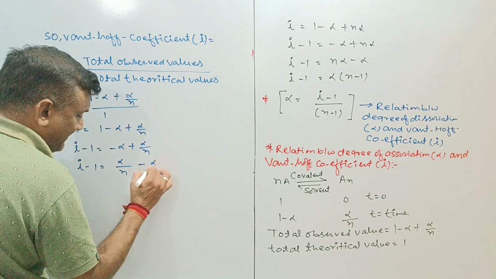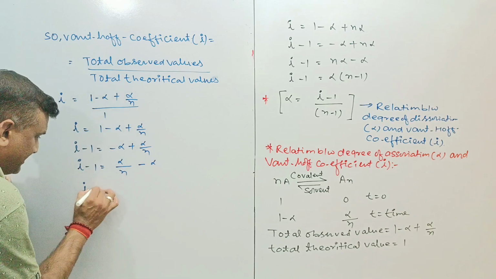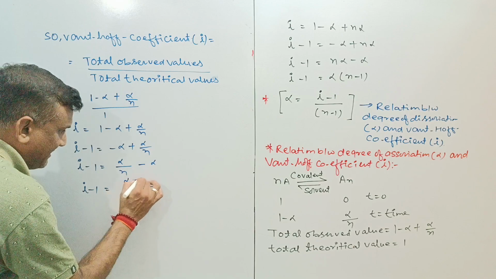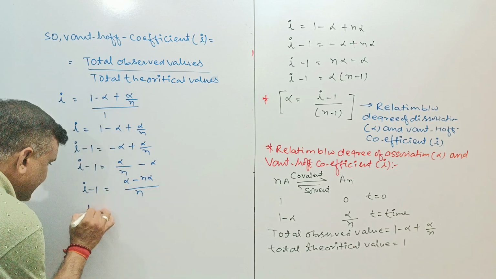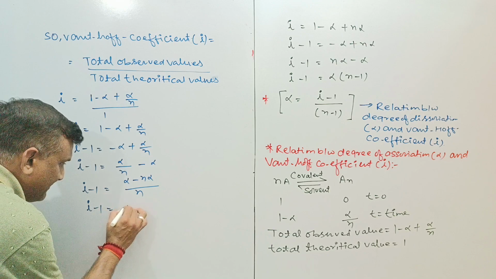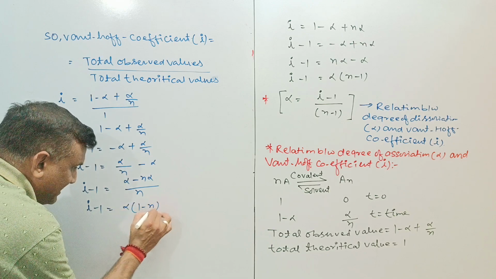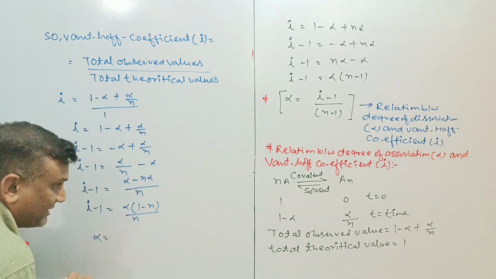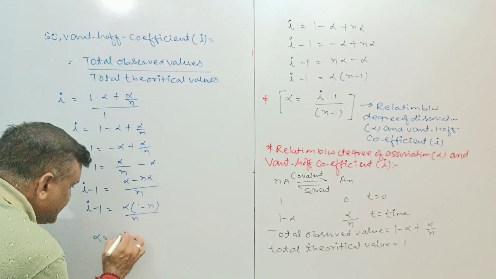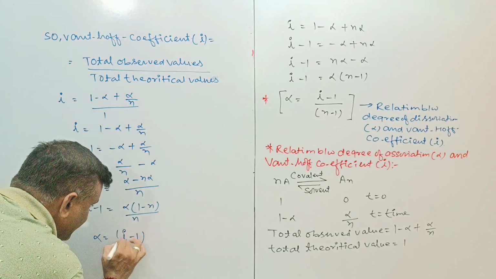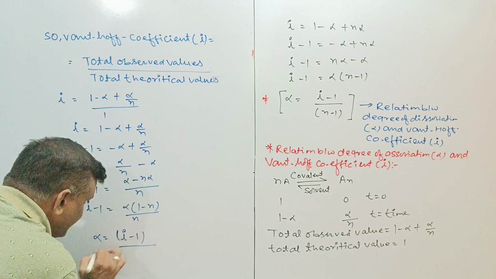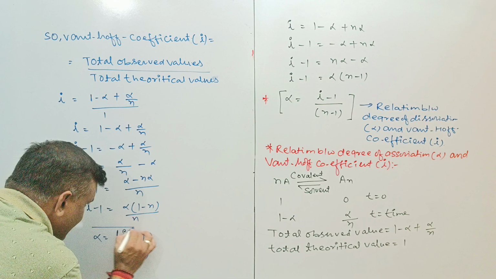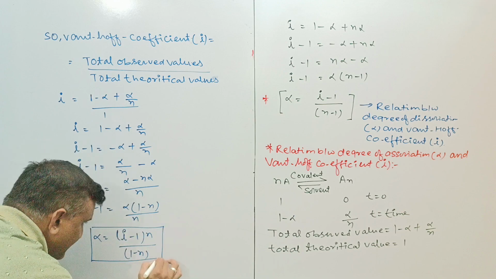This is minus alpha plus alpha by n, and we can write i minus 1 is equal to, taking n as the LCM, alpha minus n alpha upon n. So i minus 1 is equal to alpha times (1 minus n) upon n, and this gives alpha is equal to (i minus 1) upon (1 minus n), times n.